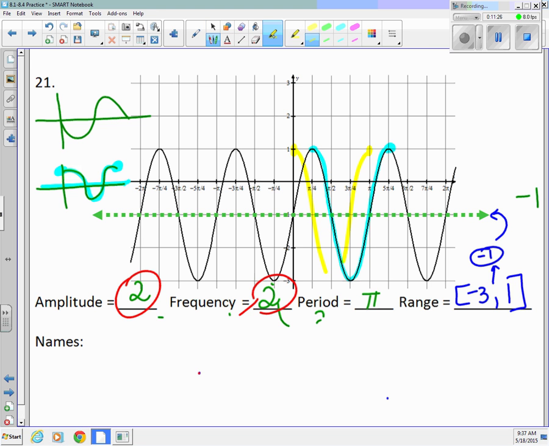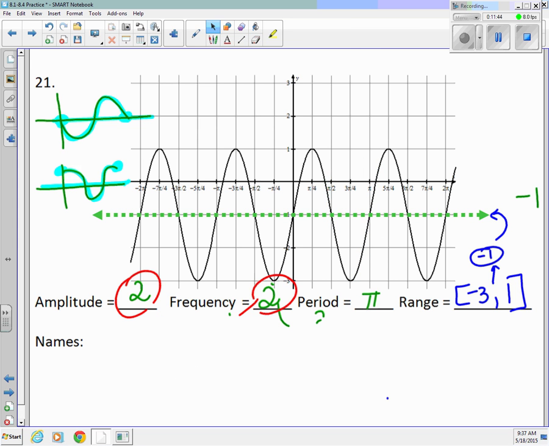Now, negative sine of x goes down first and comes back up and ends up at the midline. So it starts at the midline, goes down, comes back up, and ends at the midline. So I want to find a cycle in this graph that does the same thing.